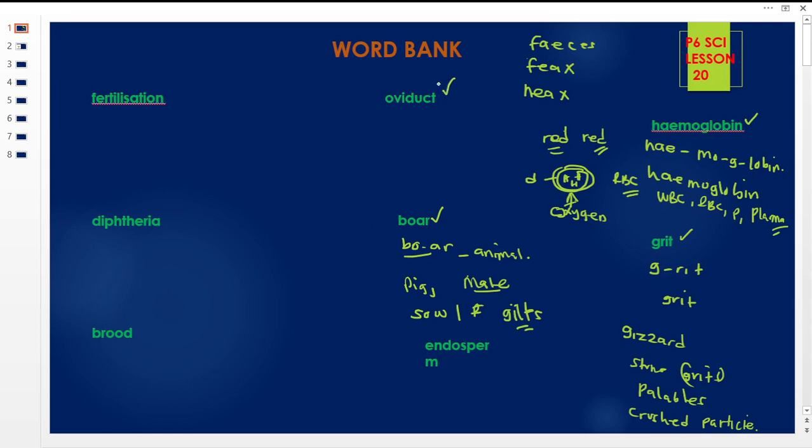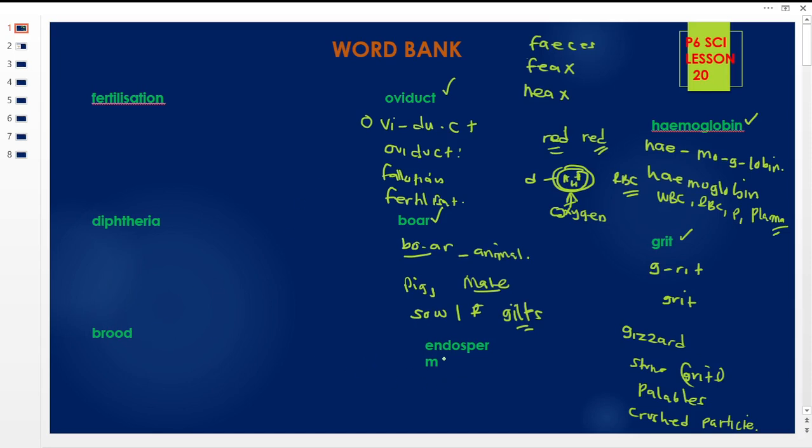Now we go to another word here. It is the oviduct. This one is the oviduct. It is O-V, then duct, so the word becomes oviduct, right? From the previous lessons we discussed the oviduct, and we say that an oviduct is also called the fallopian tube, and this is where the process of fertilization takes place. So the oviduct is the place where fertilization takes place, as we discussed in the previous lesson.